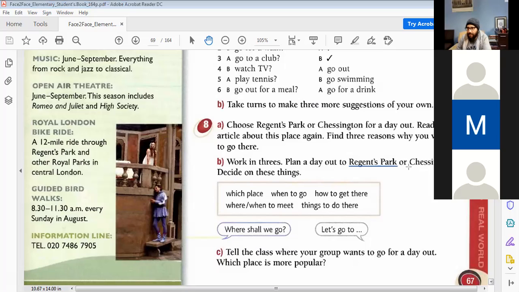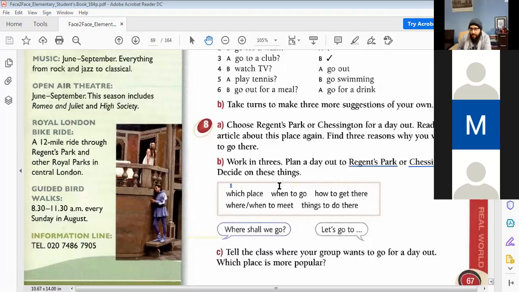So this means Basma and Rana, of course, first of all, you have to agree. Where do you want to go? So you can start with a question. So let me just put it. So you can say number 1. So you can agree which place. Where shall we go? You can say let's go.